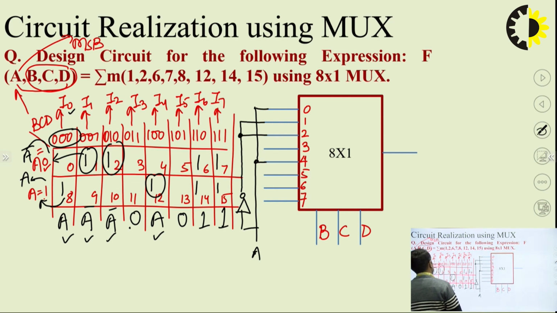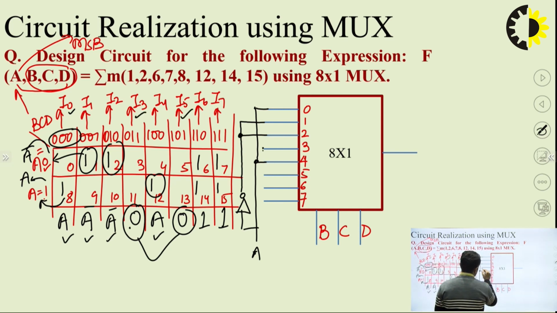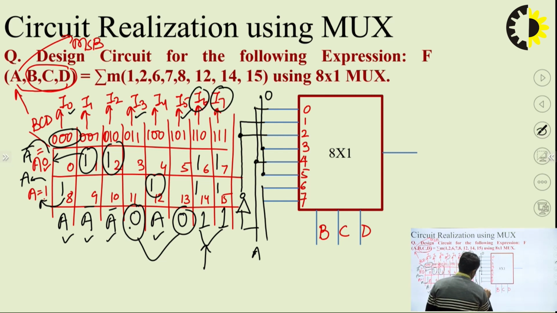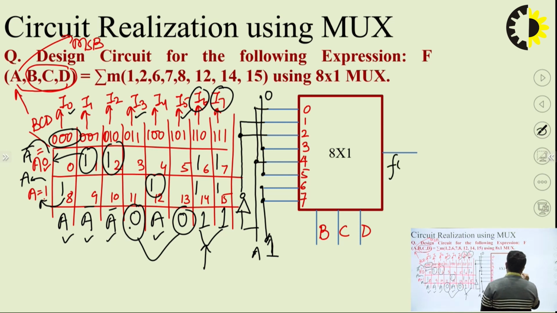Okay. Now there are zeros at 2 places corresponding to this 3 and 5. That means I3 and I5. These I3 and I5 are going to be connected with 0. Similarly, you can check that there are 2 ones, these two, corresponding to I6 and I7. That means these I6 and I7 are going to be connected with logic 1. Okay. So this is the arrangement, and this will be my output. F is a function of A, B, C, D.